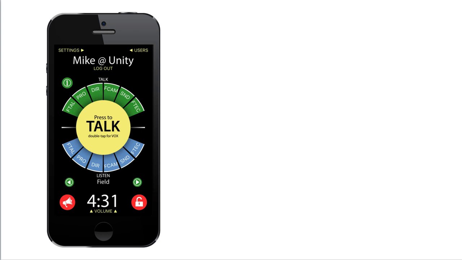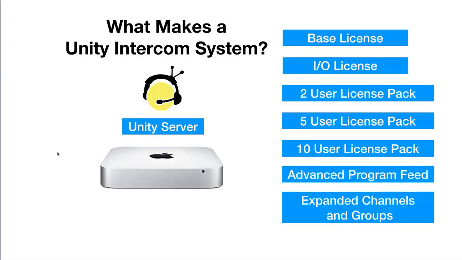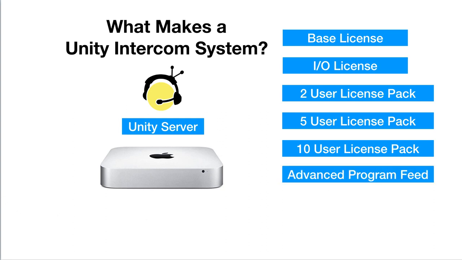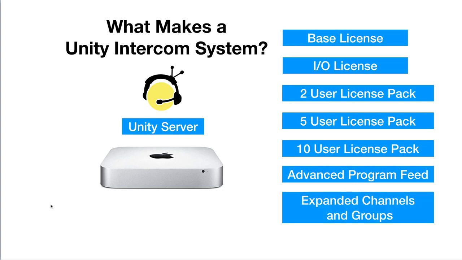But anyway, not to get too far into that, I'll stop here as far as showing you licenses. There's a few other licenses that do some cool things and some additional functionality, but this is your core stuff. Again, expanded channels and groups and the advanced are a little bit optional, but this right here is your basic Unity Intercom system that I've just shown you. You might want the advanced program feed, especially if you're a TV station, and you may want the expanded channels and groups. So that is essentially a Unity Intercom system.